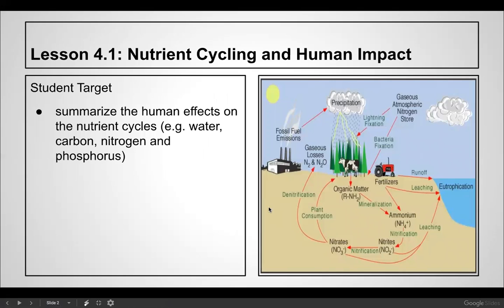Okay, summarize the human effects on nutrient cycles, for example, water, carbon, nitrogen, and phosphorus. If you look at the picture here, you can see there's a lot going on, and this happens on a regular basis. We have certain things that go up in the air and certain things that go down, whether they are trapped in the ocean, trapped in the soil, trapped in a plant. Those types of things we'll take a look at and see how they get cycled.